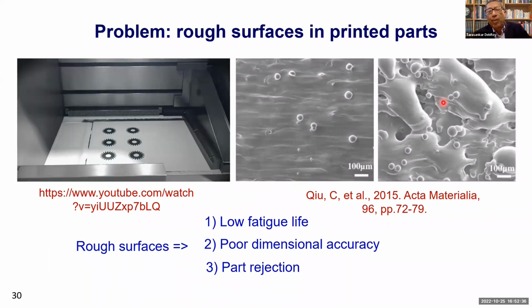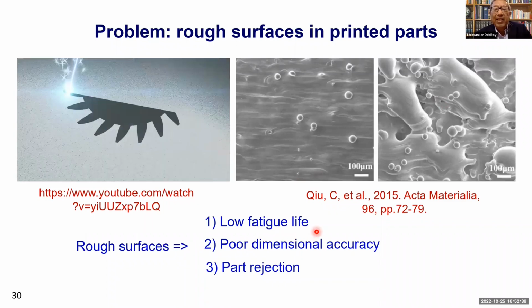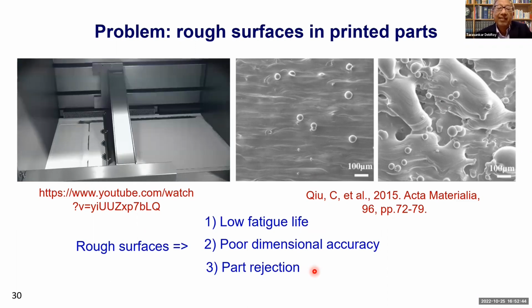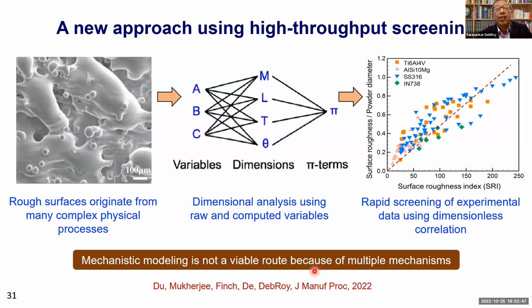Rough surfaces are a problem because they lower the fatigue life, they give lower dimensional accuracy, and in extreme cases, it results in part rejection. So what can we do? We take all the variables, we take their dimensions, and we do a simple Buckingham Pi theorem. Based on our data, we take the correlation based on Buckingham Pi theorem, and we can do rapid screening of a whole lot of experimental data using dimensionless correlations very, very quickly.